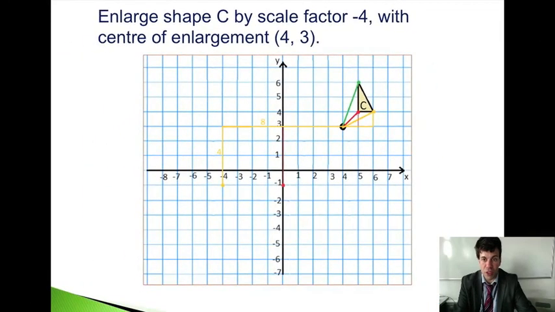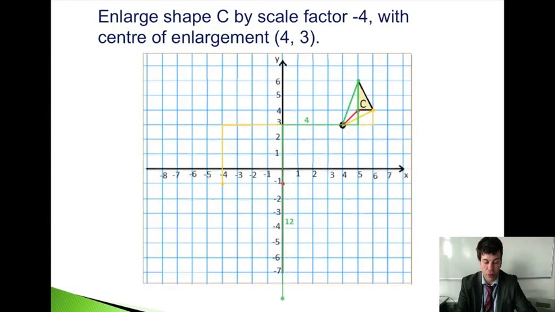The green vertex from the centre of enlargement is 1 unit along, 3 units up. 1 times -4 is 4 units back, or -4. 3 times -4 is 12 units down, or -12. 4 back, 12 down. We'll place the vertex coordinate here, at 0, -9. Again, like before, we have 3 vertices of the image triangle. We simply join them up and label the image C prime.